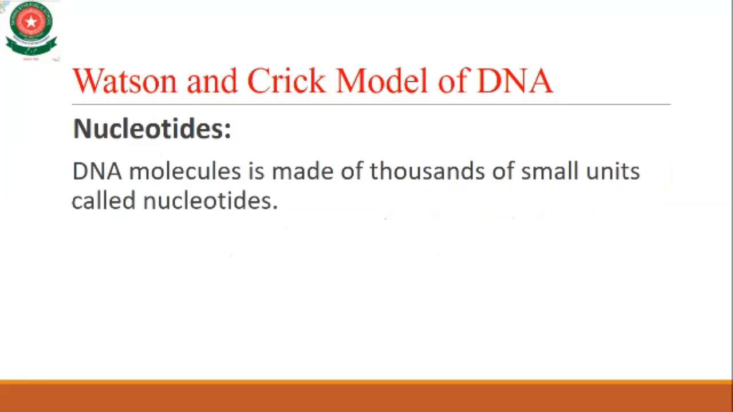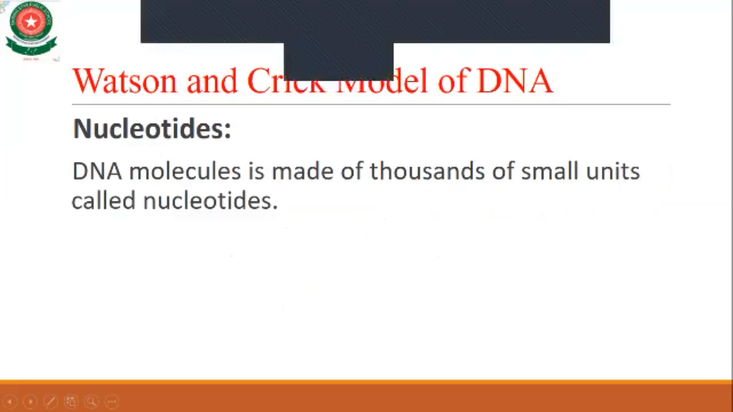Once again, we briefly discuss the topic. First of all, we discuss the Watson and Crick model of DNA. First, what are nucleotides? You should know the abbreviation of DNA: DNA is deoxyribonucleic acid. What are nucleotides? First of all, we need to know about the nucleotide.